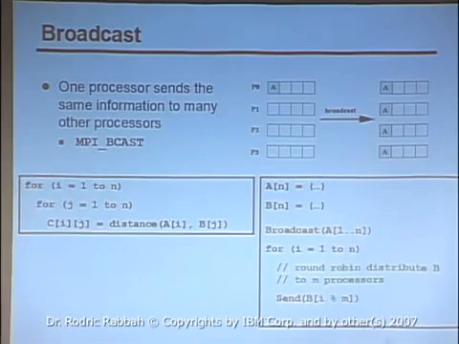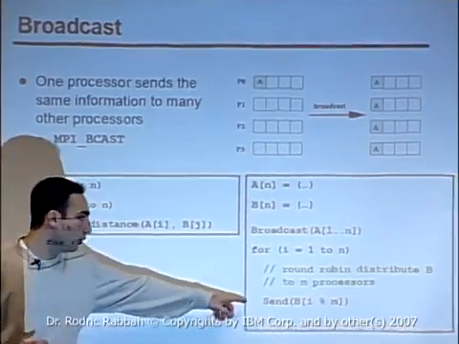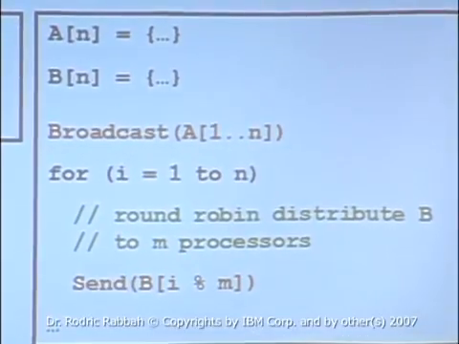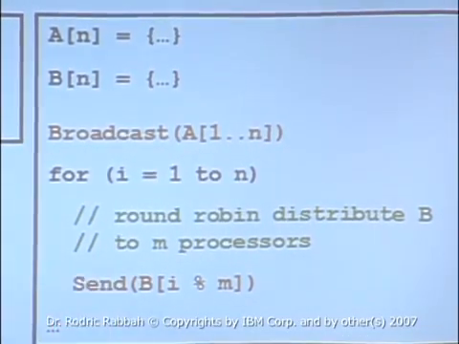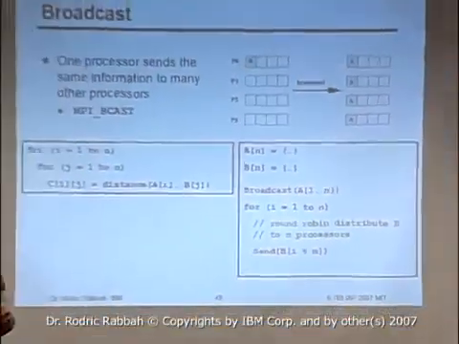And then if I have n processors, then what I might do is distribute the m's in a round-robin manner to each of the different processors. So you pointed this out. I don't have to send B to everybody. I can just send, in this case, one particular element. Is that clear?